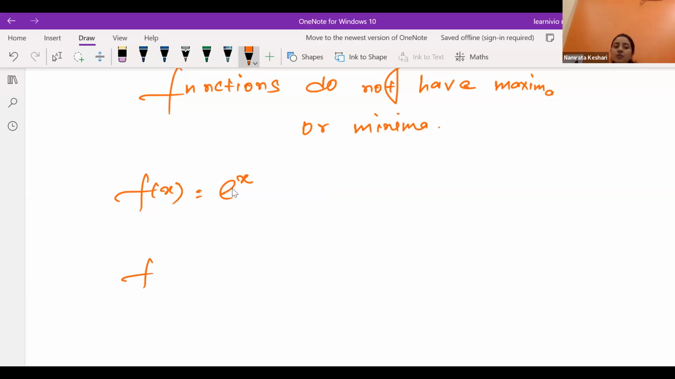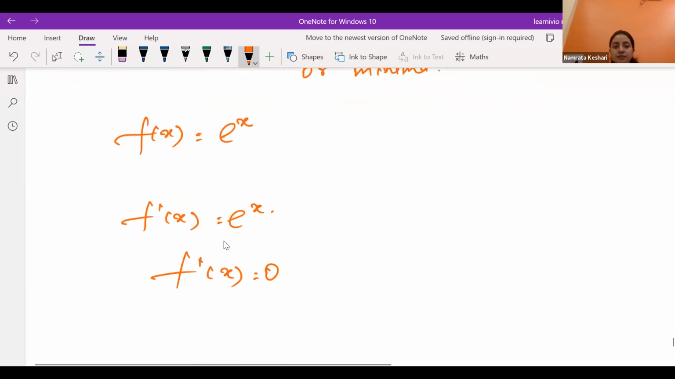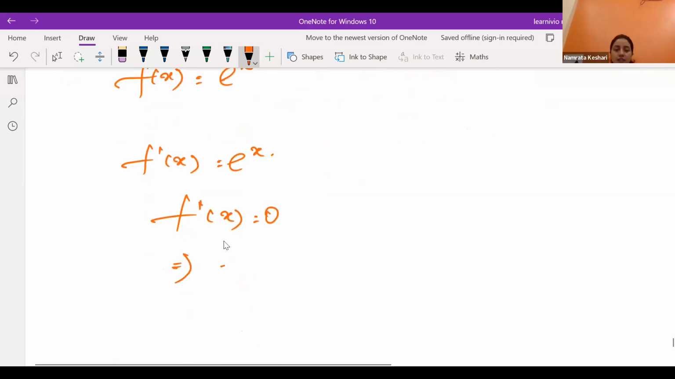So f dash x will be the derivative of the given function, which is e raised to x. And for finding the critical point, we do f dash x is equals to 0, right? Yes. That means, do we want to say e to the power x is equals to 0? Yes. Now think about it.